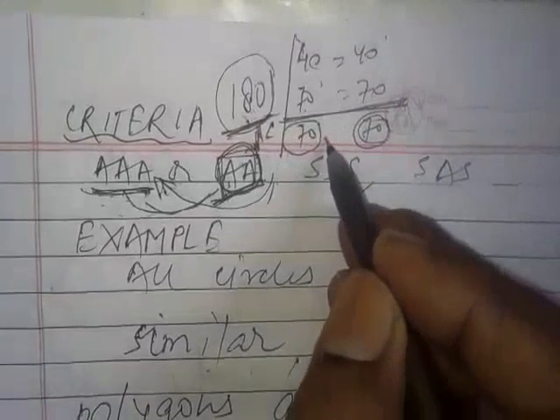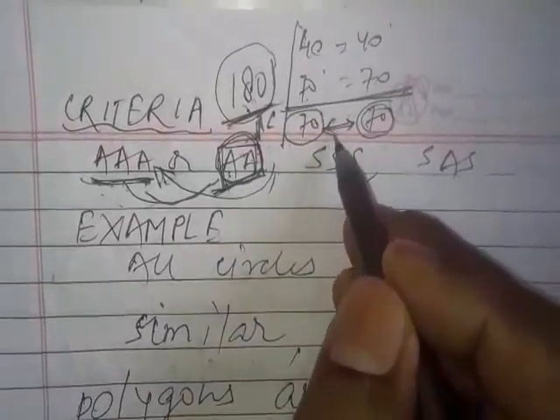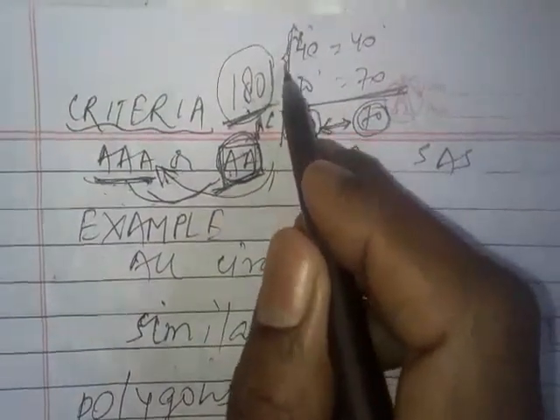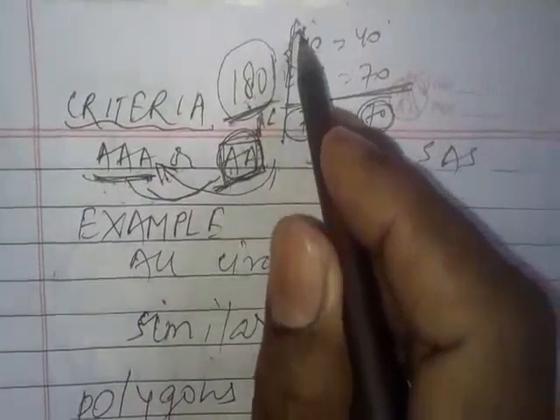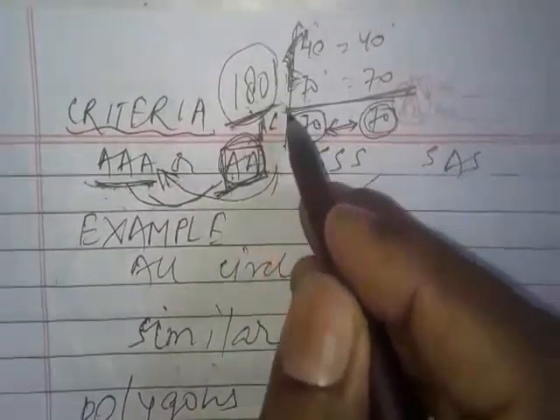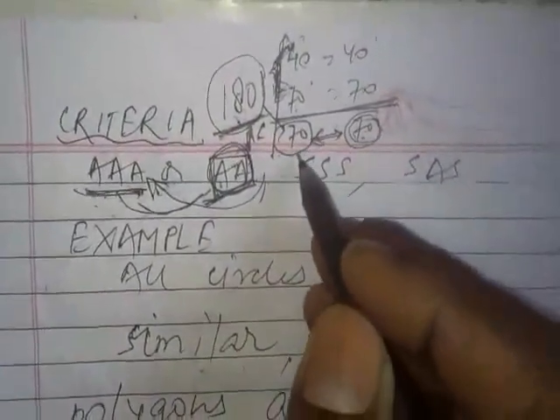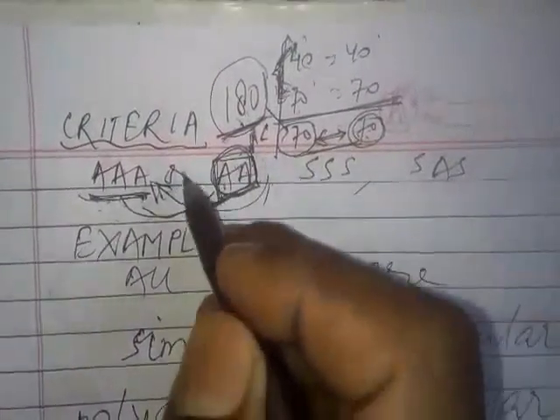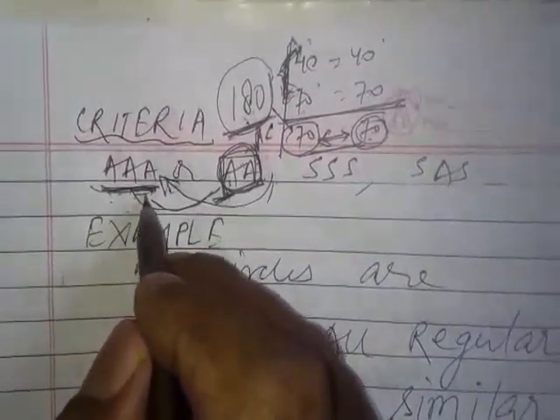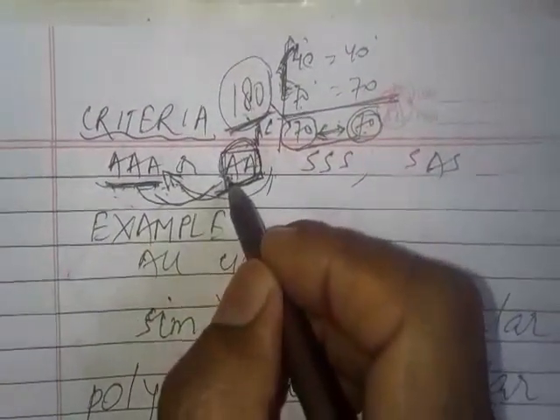This third angle is what? This third angle is the difference of 180 and the sum of these two angles. The difference of 180 and the sum of two angles is always a constant, the same term. So the third angle will automatically become equal. So you can say that the AAA criterion or the AA criterion can both fulfill the condition for similarity of triangles.